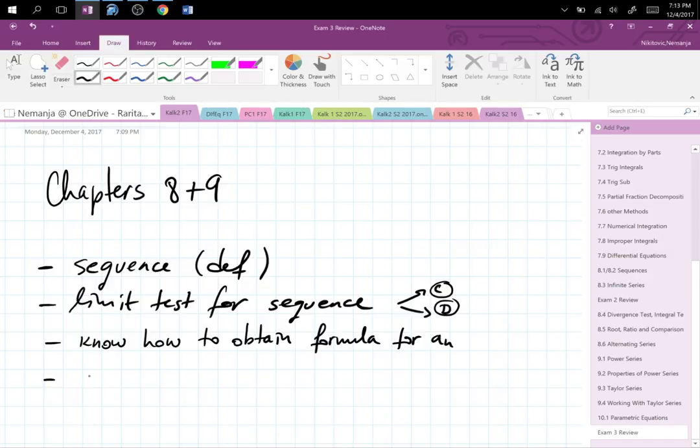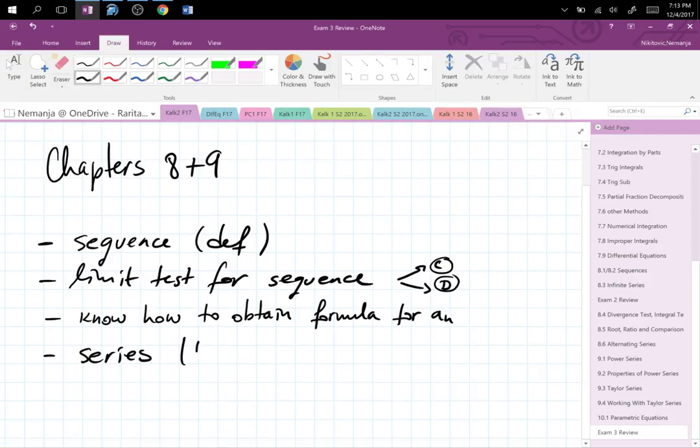Now we're moving to series. Again, know the definition, which means a series is the sum of a sequence. They can be finite, they can be infinite. We only focus on infinite series. Then we have the 10 tests, which again give you convergence or divergence.